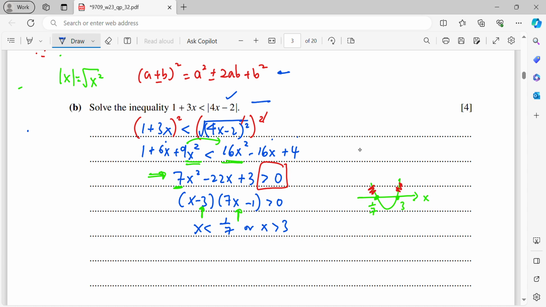But be reminded that the original question had only one modulus. Then we used a definition, and after that, you squared both sides. So now we have to do the checking. This is for checking whether we can accept both solutions or not.